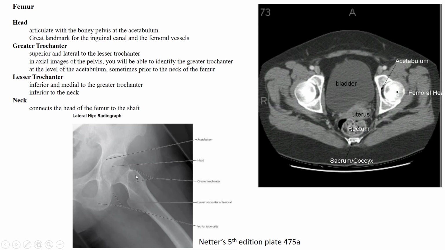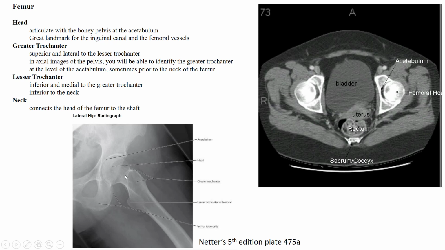You're down, as we saw in the last image in the CT, you can see the muscles in the obturator foramen when you're at the greater trochanter. This is a lesser trochanter here, and it is inferior and medial to the greater trochanter, and we'll see that a little bit better on the next image.